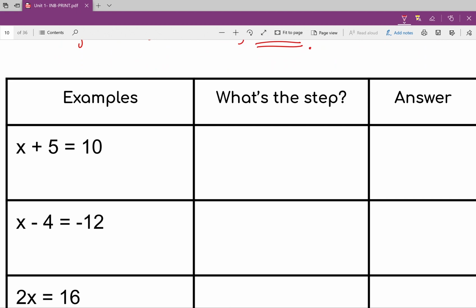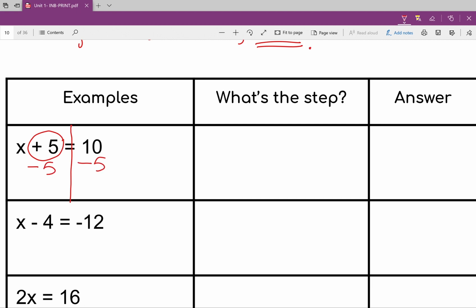So our first example says x plus 5 equals 10. So I'm going to draw my line through the equal sign to represent that this equation has two sides. And remember, our goal is to get x by itself. So on this side of the equation, notice that this plus 5 is in the way of our x. So we're going to do the opposite of plus 5, and we're going to do minus 5.